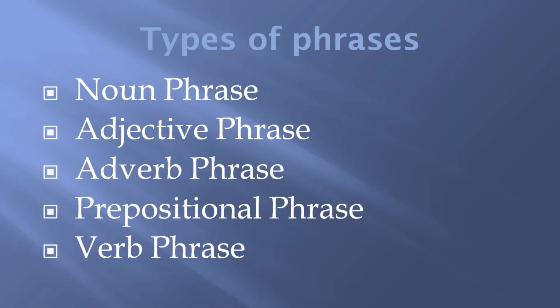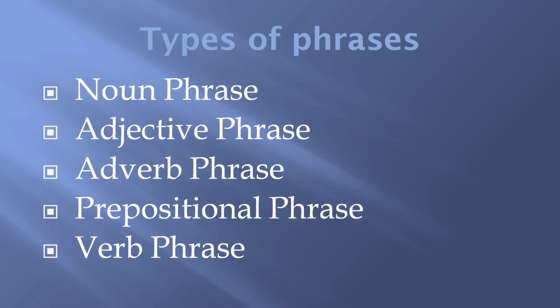Types of phrase. There are different types of phrase according to different parts of speech. A phrase contains a specific part of speech and other words that modify it. The entire phrase functions as that particular part of speech. There are 5 types of phrases.